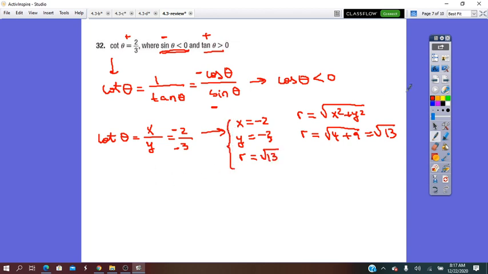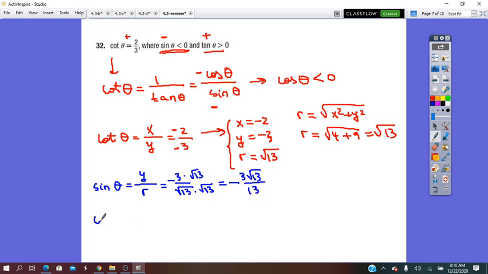Then we can write sine theta is y over r, and this equals y is negative 3 over square root 13. We can rationalize the denominator, and we have to do it. So it will be equals negative 3 square root 13 over 13.